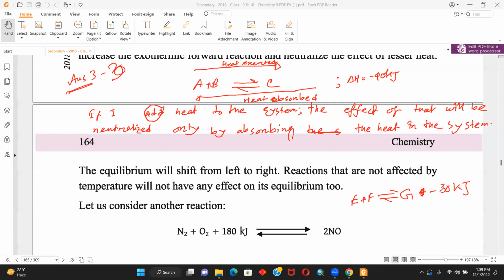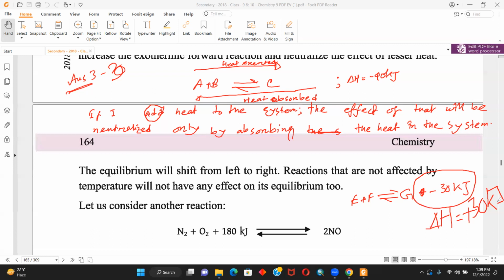It is minus 30 kilojoule, right? I explained that this minus 30 means the heat is being absorbed in the system. If you convert it to delta H, it will turn to plus 30 kilojoules. And in case of which reaction is delta H positive? Check your notebook.